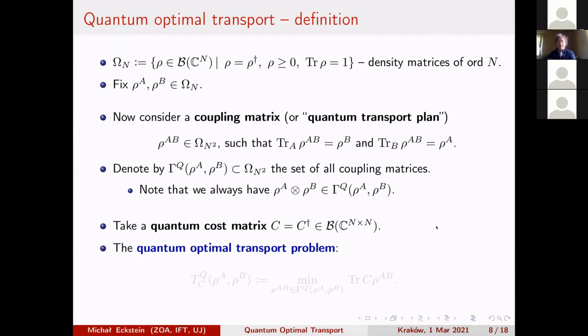So this leads you to the quantum optimal transport problem in the general discrete setting, which is given by this formula. You have your fixed quantum cost matrix, and you have your fixed marginals, and then you look for all bipartite states with these fixed marginals, and then you minimize over this set the trace, so the expectation value of this quantum cost matrix, if you wish. Okay, so that's the general setting.